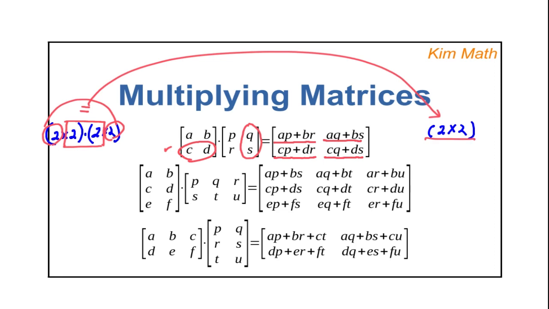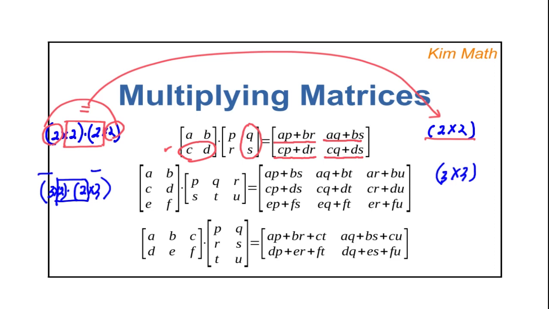Okay, so for the second one, we will discuss this one first. The first matrix has 3 rows, 2 columns, right? And the second matrix, 2 rows, 3 columns. Since we have the same number, multiplication is possible, and the first number is 3, the last number is 3, so the resulting matrix is 3 by 3. Okay, 3 rows and 3 columns.